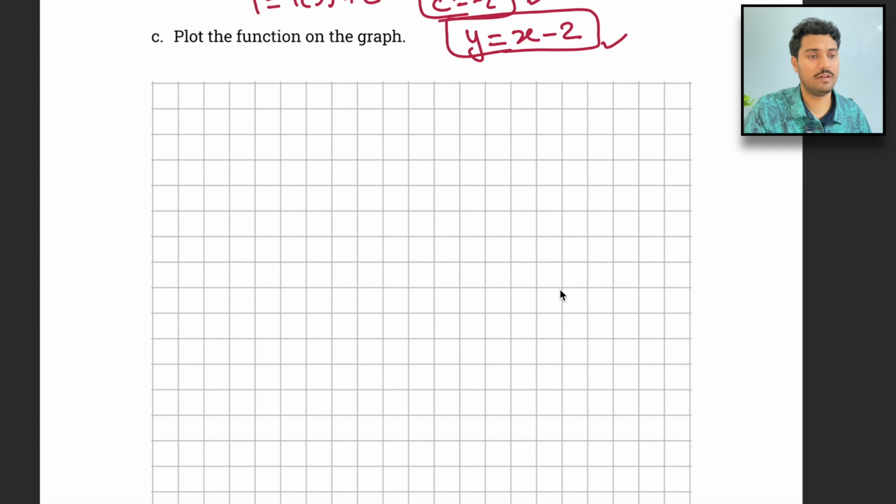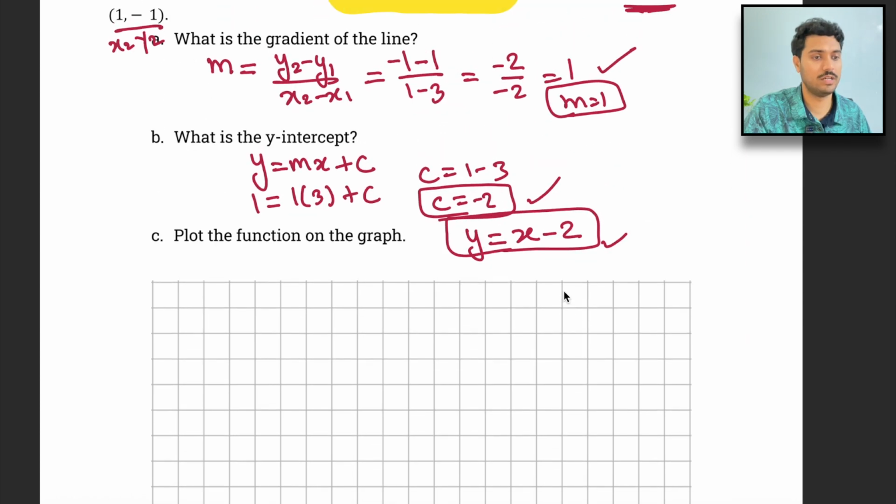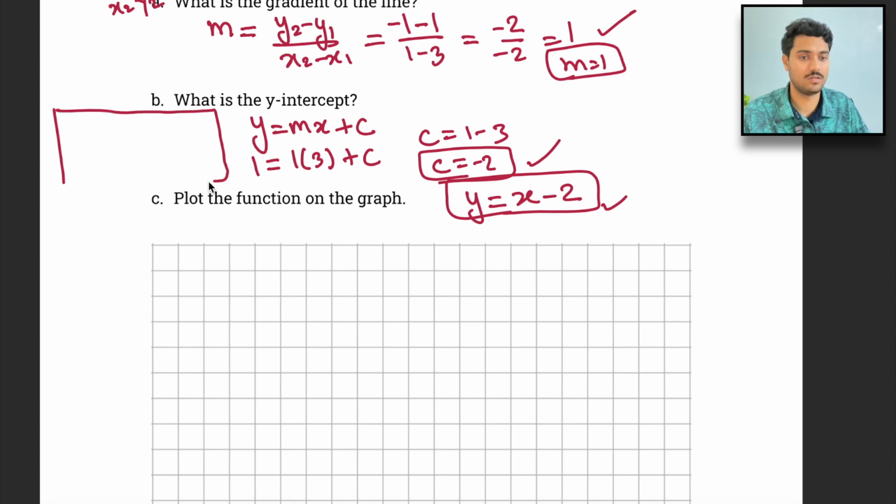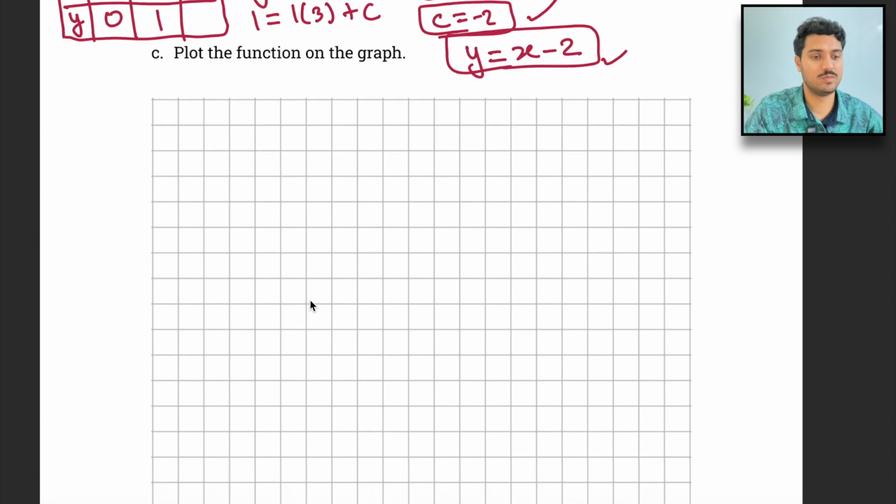We can draw the table values, or we can do it directly also. Let's draw a rough table value here. This is x component, y component. When x is 2, y is 0. When x is 3, y is 1, and this is more than enough. Let's plot now.